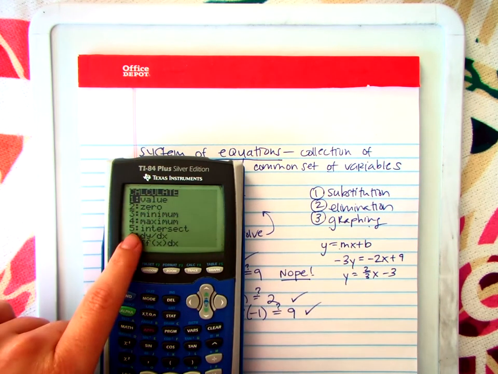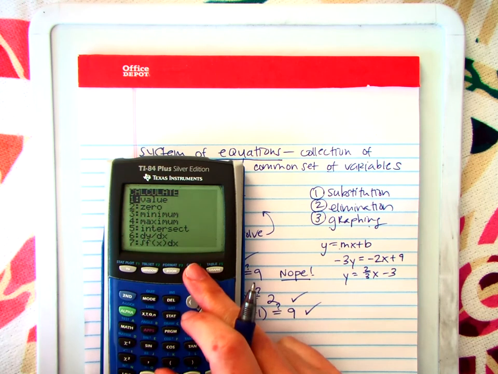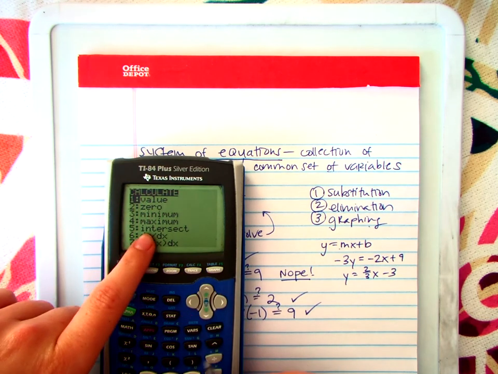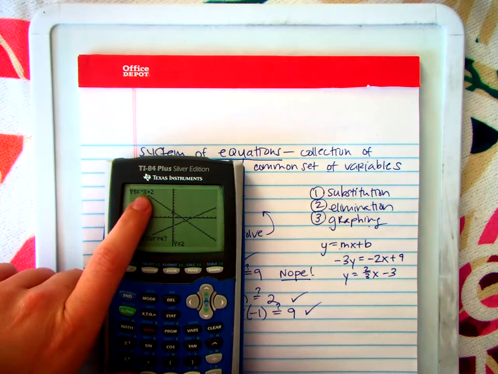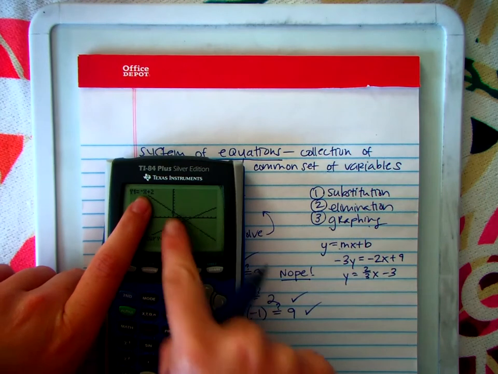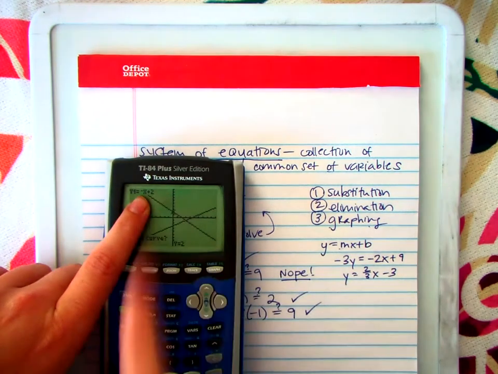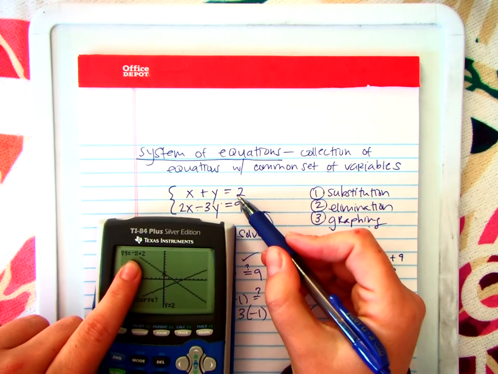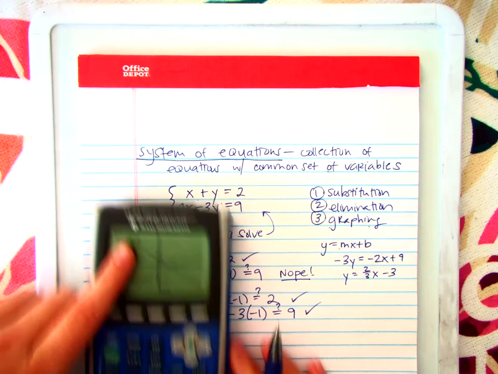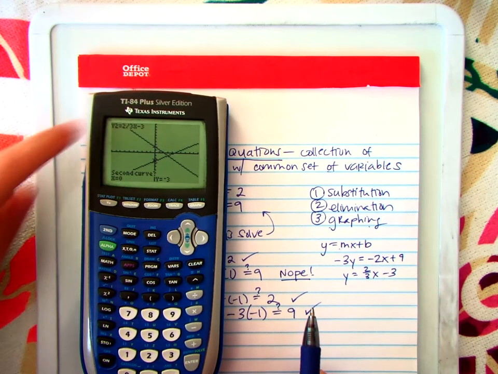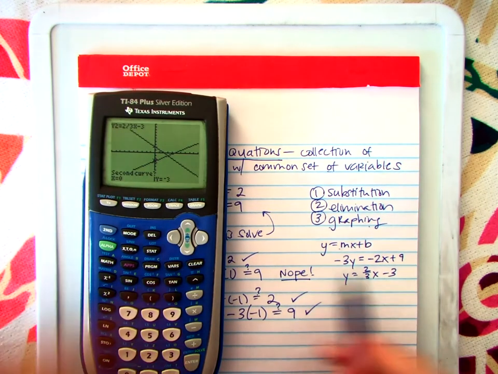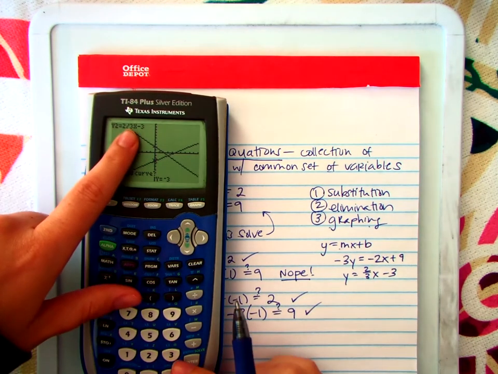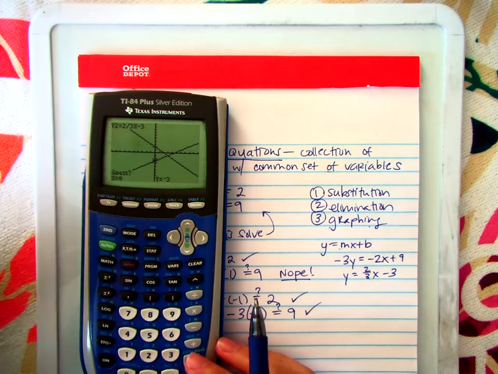So we go to second trace, the calculate menu, and you can see intersect is one of the choices. Look at the top, it asks whether the blinking cursor is on the first equation, and of course it is, that's the first one we entered. So if that's true, all you do is hit enter, and then it moves and asks, am I on the second equation? See up here, that is the second equation, finally the right one that I typed in. Go ahead and hit enter.